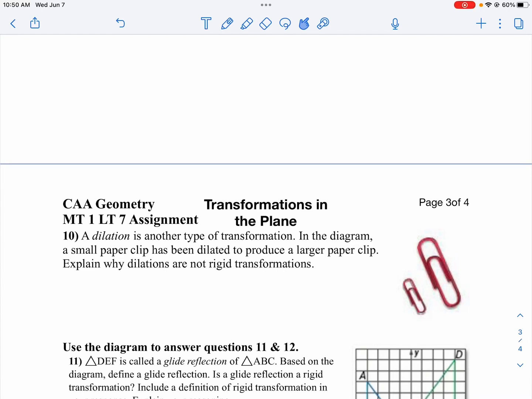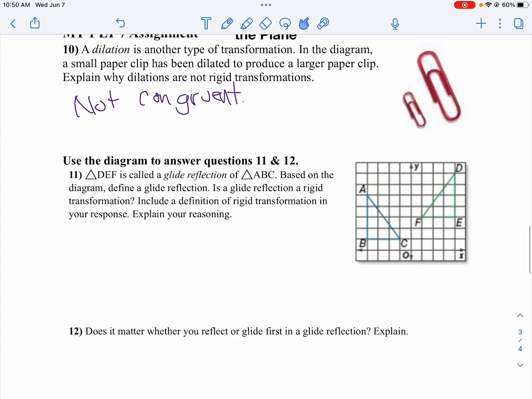On question 10, a dilation is not a rigid transformation because it's not congruent. Rigid means it's going to be congruent. It's not congruent.